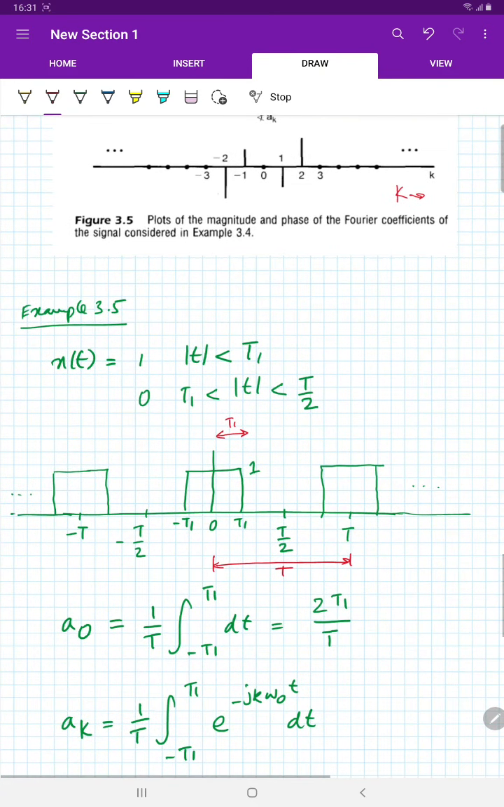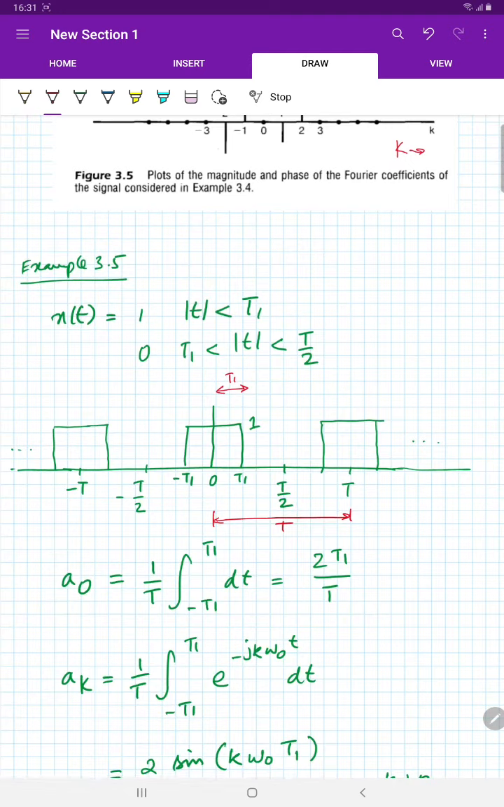Another interesting example from the textbook is example 3.5. This time we have a signal which looks like this, a periodic square wave. This square wave is periodic with a period of T. It is a symmetric square wave, that is, with respect to the origin and the y-axis it is symmetric. The square wave has a period T, and it keeps repeating after every time period of T.